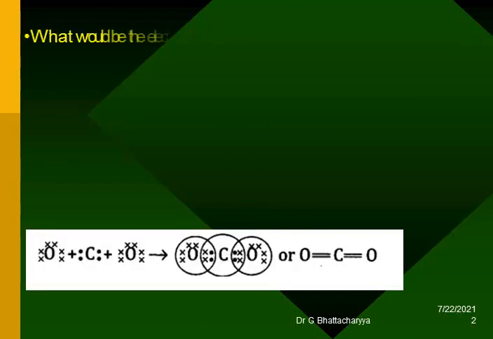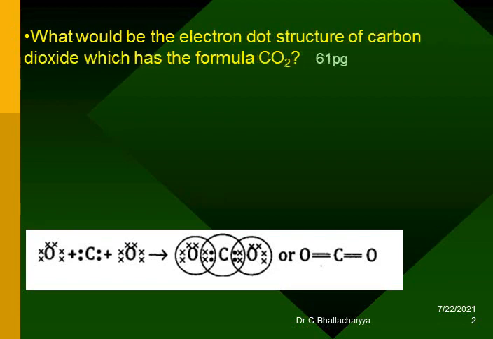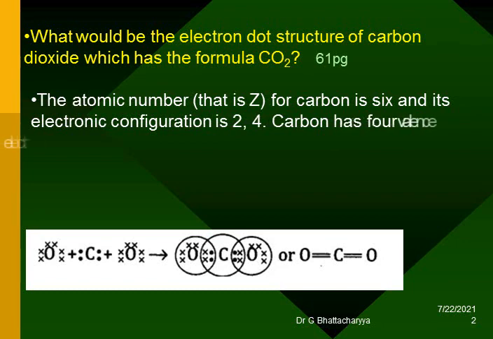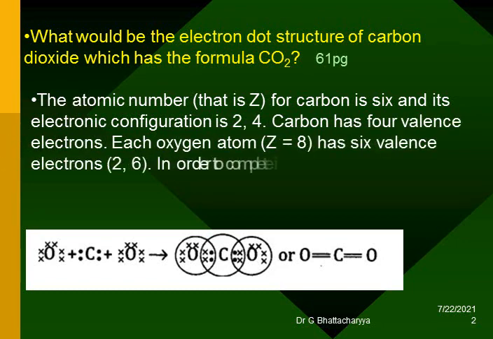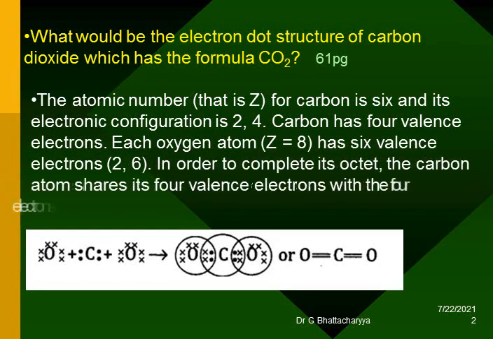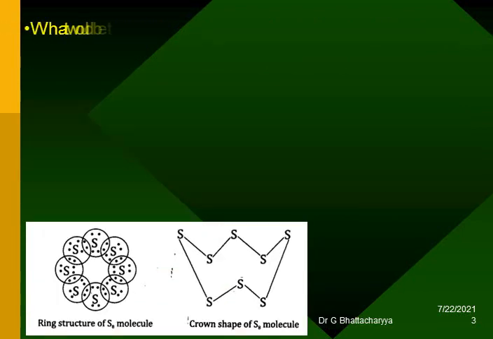What would be the electron dot structure of carbon dioxide which has the formula CO2? The atomic number, that is Z, for carbon is 6 and its electronic configuration is 2, 4. Carbon has 4 valence electrons. Each oxygen atom, Z equals 8, has 6 valence electrons, 2, 6. In order to complete its octet, the carbon atom shares its 4 valence electrons with the 4 electrons of 2 oxygen atoms as follows.